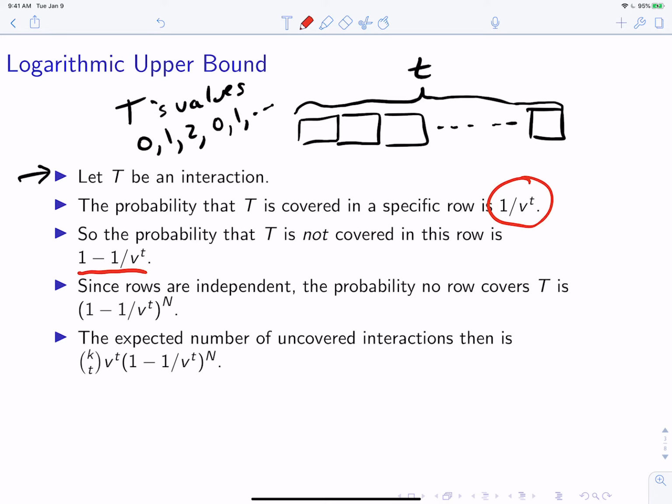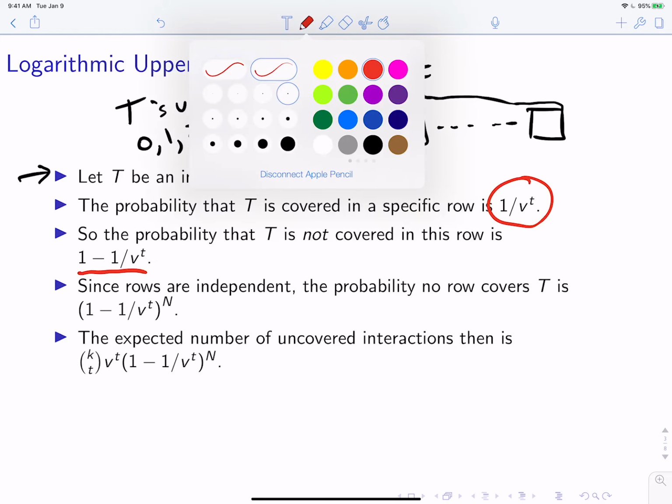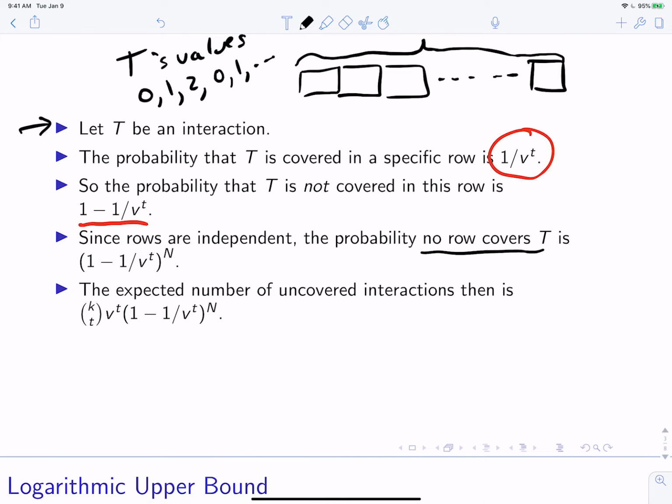Since all rows are independent, the probability that I don't cover it at all is the probability I don't get it in the first row, times the probability I don't get it in the second row, times the probability I don't get it in the third row, etc., all the way down. Because all rows are independent from each other. So the probability that no row covers this interaction is the probability for a specific row raised to the power of the number of rows, which is n in this case.